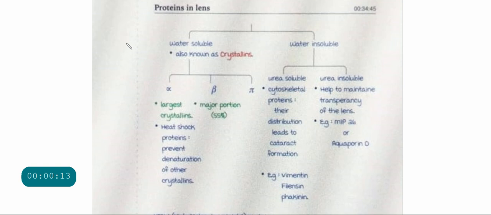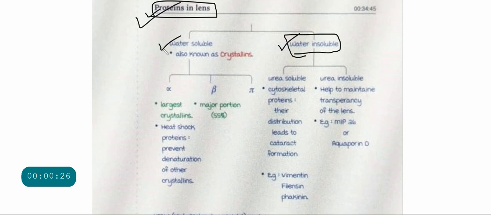The next topic which we are going to start is proteins in the lens. So what are all the proteins which are associated in the lens? These are water soluble and water insoluble proteins. Water soluble proteins are also known as crystallines, and these proteins are in the form of crystals, as the name suggests, crystalline proteins. So in a crystal form.